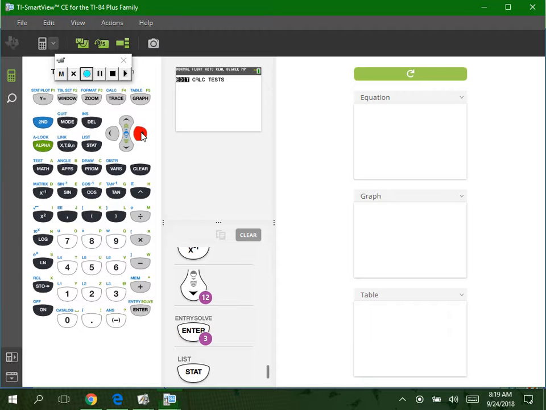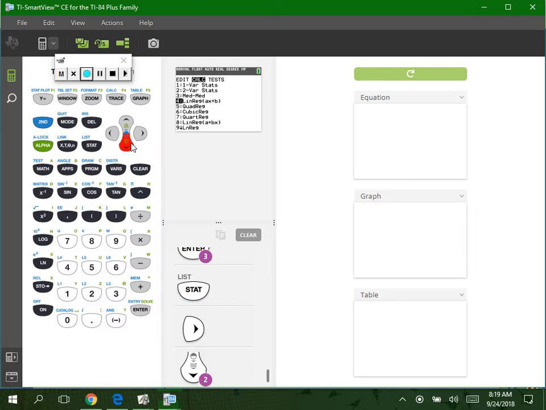So I'm going to scroll down to LinReg, a linear regression line. That's what that stands for. Basically like a line of best fit. Okay, I'm going to hit enter.